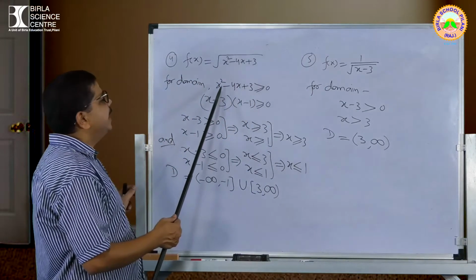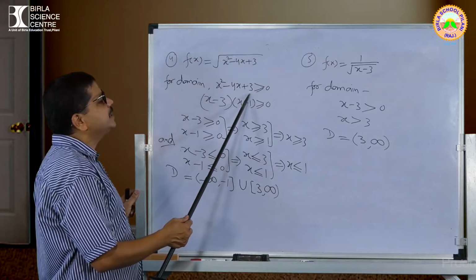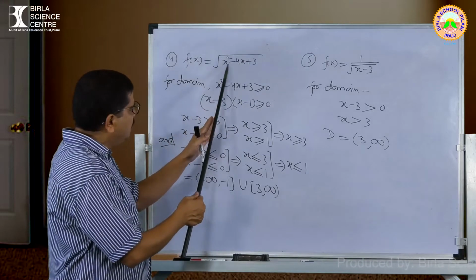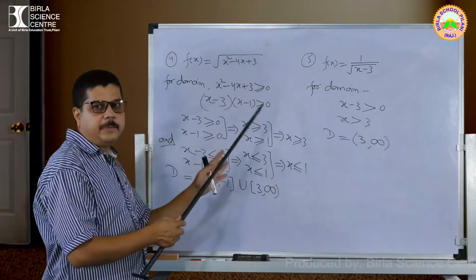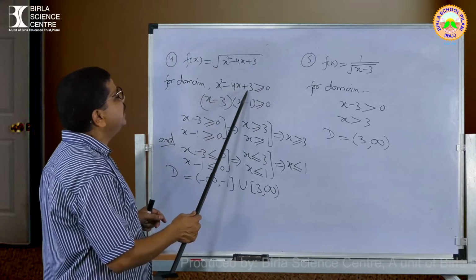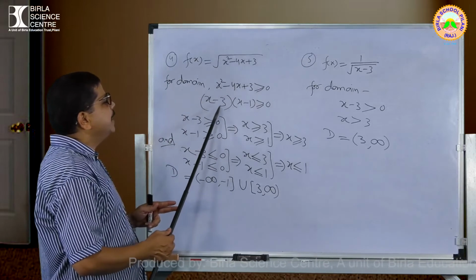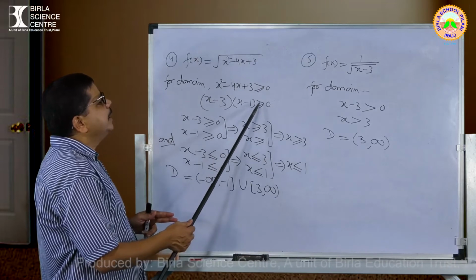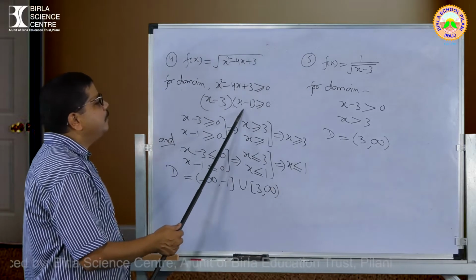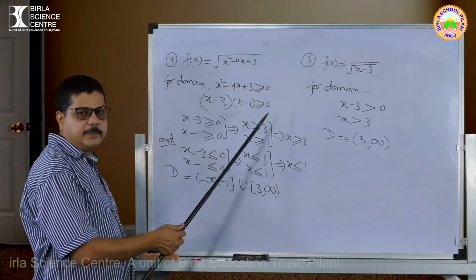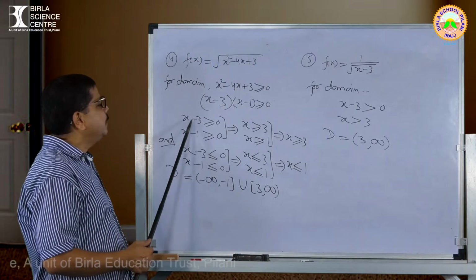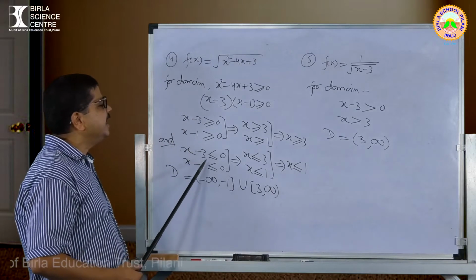For domain, x square minus 4x plus 3 greater than equal to 0, because square root of any positive thing is well defined. So making factors of this, it is (x minus 3)(x minus 1) greater than equal to 0. So the product of two factors x minus 3 and x minus 1 is positive when either both are positive or both are negative.